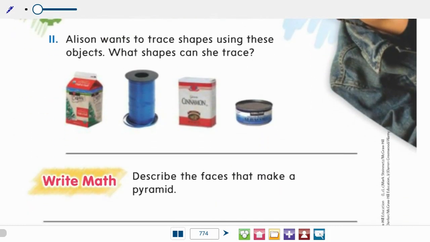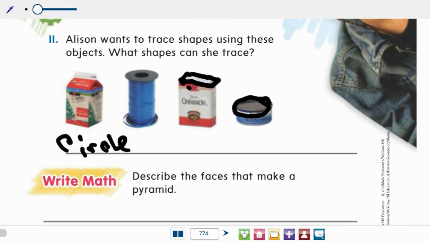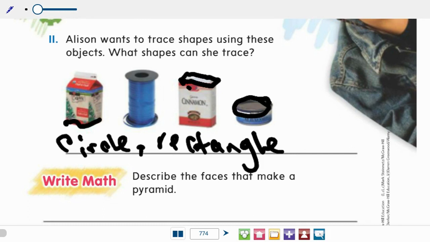For number 11, it says, Allison wants to trace shapes using these objects. What shapes can she trace? Well, let's take a look at our different shapes and say, all right, what could we make from these? And so we want to only use real shapes. I see that on my tuna fish can, I could do a circle, right? So I could put circle. It looks like if I use the base of this, I would have a rectangle. And then if I look at my milk carton over here, I know the base of this is going to be a square. So I could do a square.